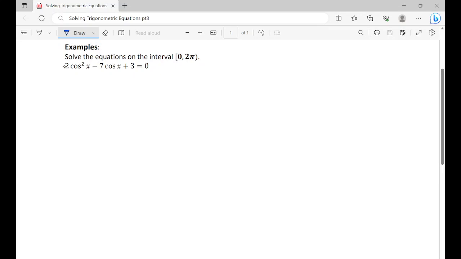So for our first equation, we have 2 cosine squared x minus 7 cosine x plus 3 equals 0. Looking at this, it looks weird, but it also looks familiar. It looks like a quadratic equation if it was x squared and x instead of cosine squared and cosine. So I'm going to do a u substitution. I'm going to say that u equals cosine x. And so this equation now becomes 2u squared minus 7u plus 3 equals 0.